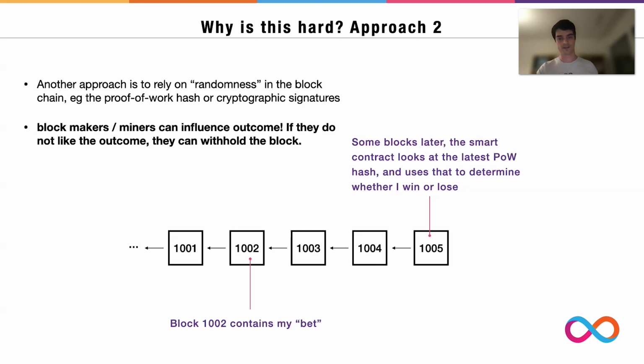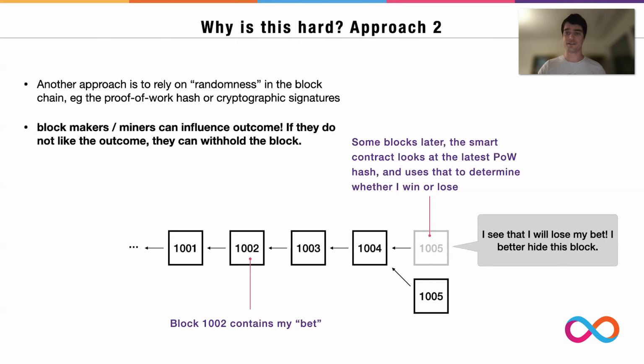It doesn't actually work. So suppose I not only place my bet, but I also control some miners or some block makers. And I actually created this block 1005. Now with that, I have all the information to determine whether my bet would be a success or not, whether I win or lose. And now if I bet a lot, I might care a lot about the outcome. And maybe I see with this block that I actually found, maybe I realize that I'm going to lose my bet. So now the obvious thing to do is just hide my block.